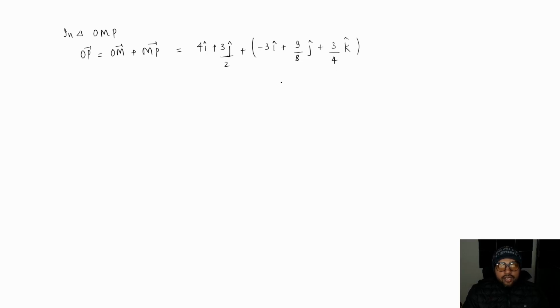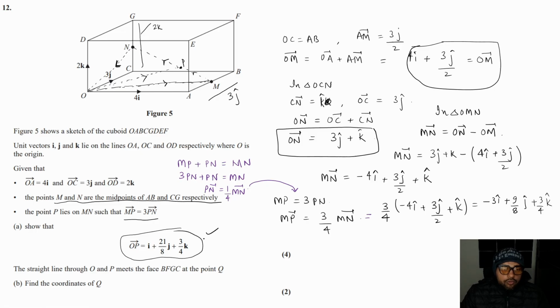On solving it, we get the value of OP vector as i plus 21 by 8 j plus 3 by 4 k. We calculate by taking the like coefficients. I have described it here so that the point is clear. We were able to show that OP vector is equal to i plus 21 by 8 j plus 3 by 4 k.